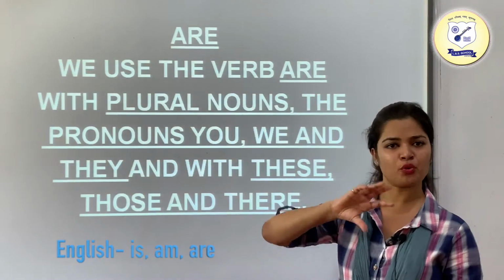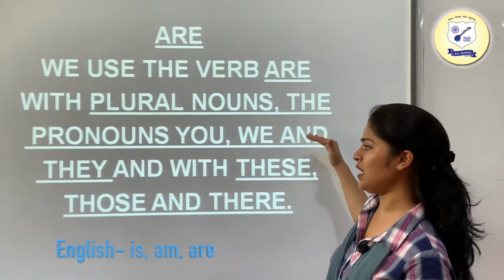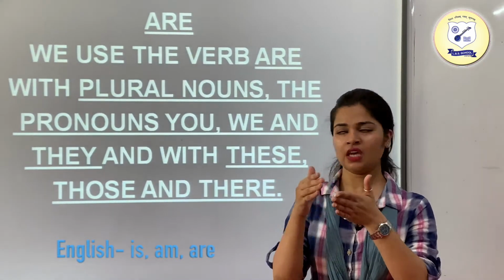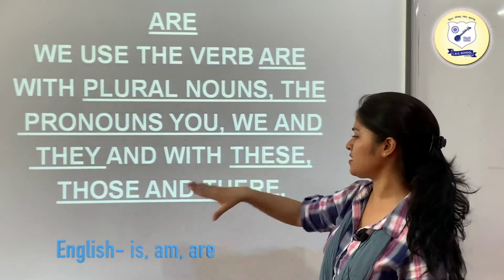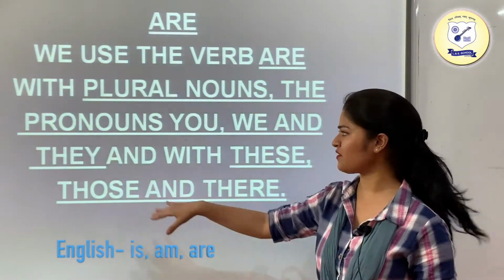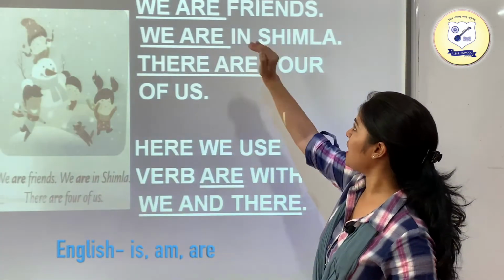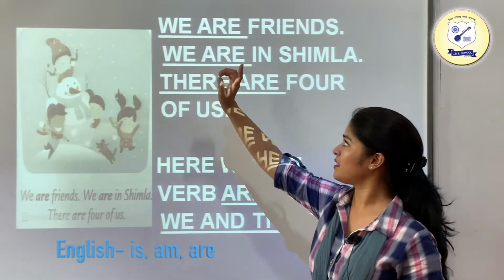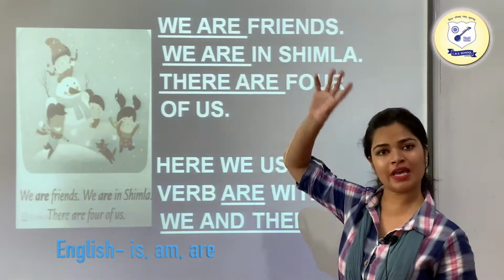Similarly, we have a few pronouns for are also, and those pronouns are you, we and they. If there is anything like we, you or they in the sentence, then we can use are. Similarly, these, those and their are a few pronouns with which we use are. Like we are friends, so again we is your pronoun and we are using are with it. Next sentence: we are in Shimla.